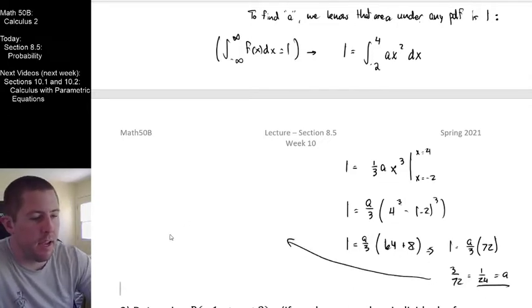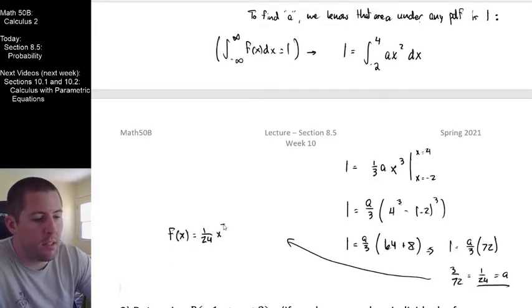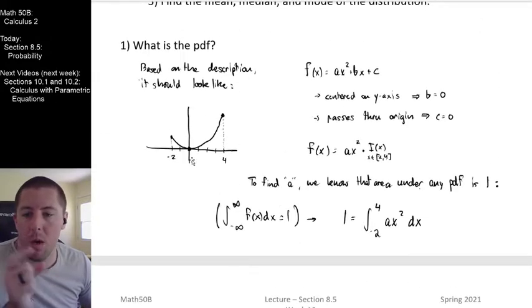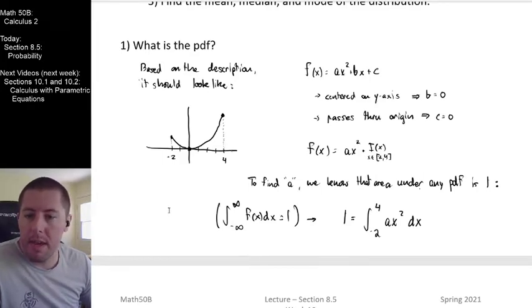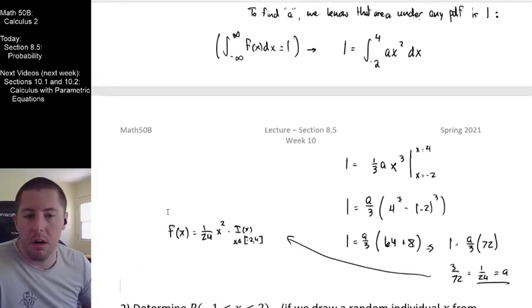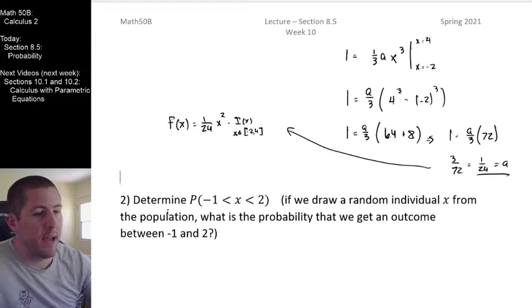So based on this, I can go ahead and say that our probability distribution f of x is 1/24 x squared with support from negative 2 to 4. And I know that it must be 1/24 because otherwise the area underneath this curve would not be 1, and it has to be, or it's not a probability distribution function. So this is our way to find the parameter that makes this a probability distribution function: take the integral, set it equal to 1, to say all 100% of all possible outcomes must be accounted for underneath the curve. So I've now got my PDF for this guy.